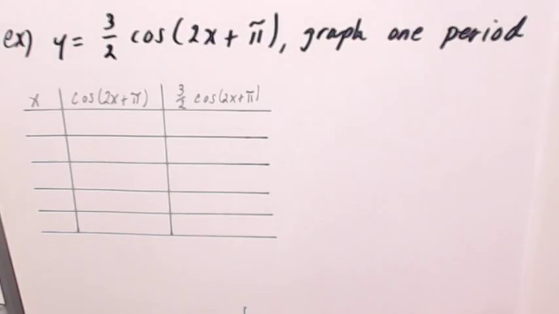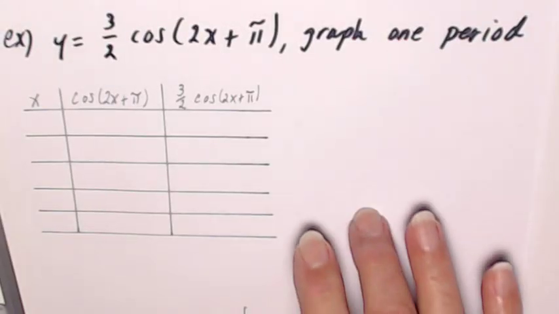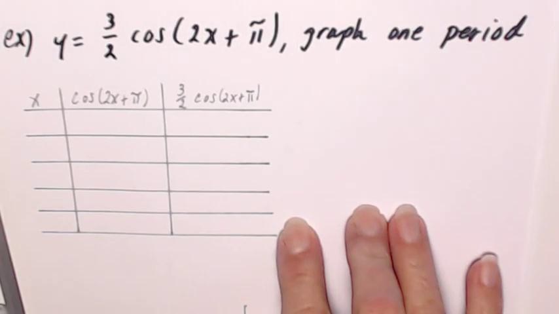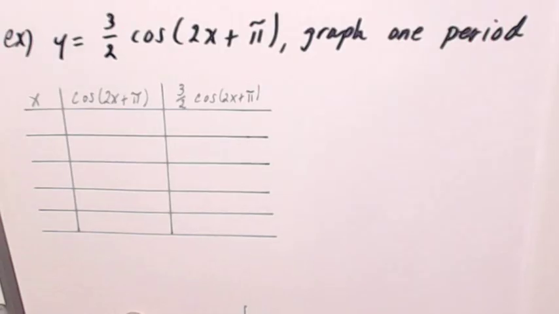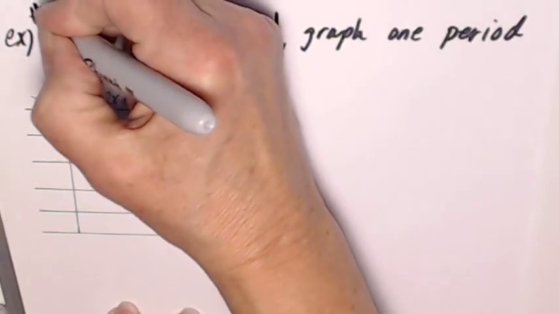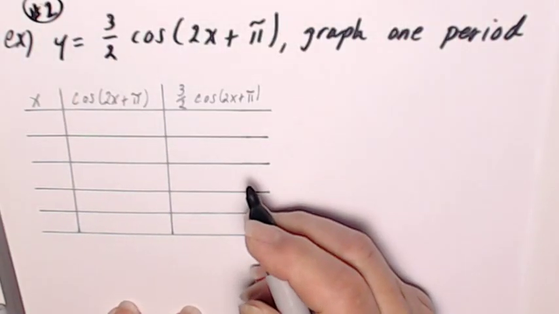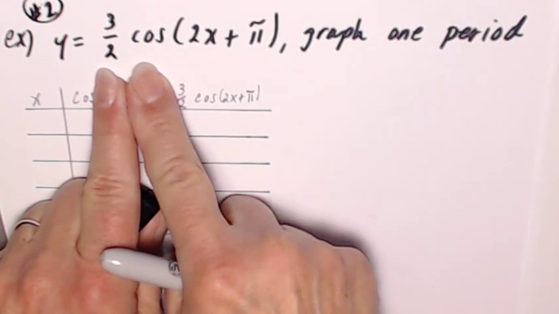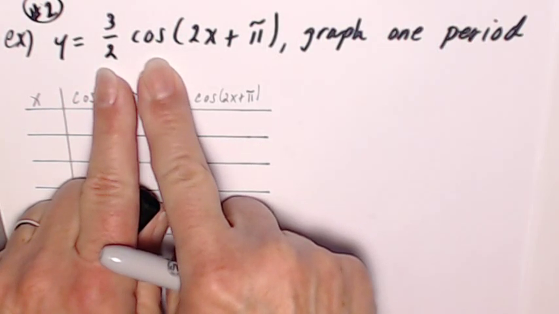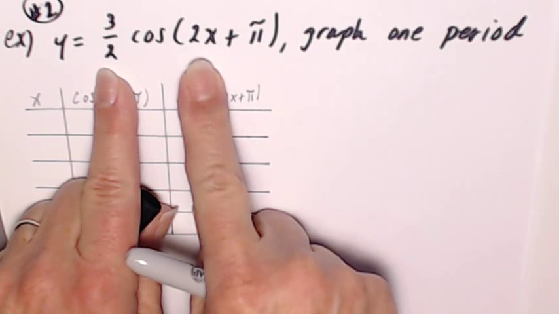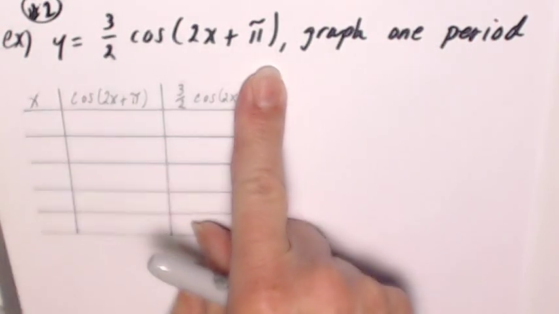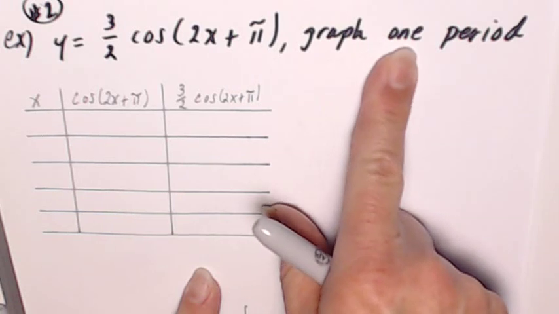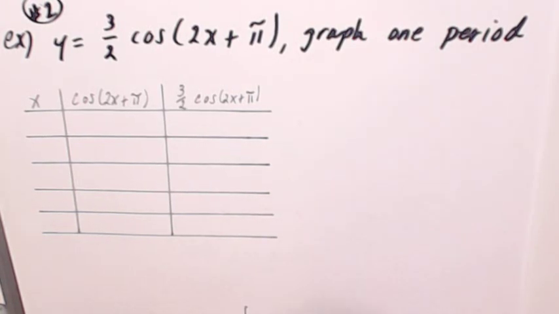Let's take a look at another example now. I'm calling this example number 2. I should probably put that on here so you have it when you look at the video. So this is going to be example number 2. And what we're going to be considering is the function y is equal to 3/2 the cosine of 2x plus pi, and our mission is to graph one period of this function.